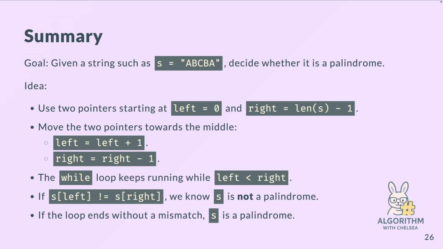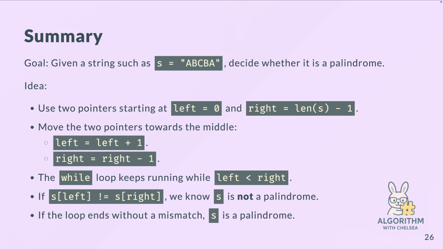Let's summarize. Our goal is to check palindrome. Given a string S, such as ABCBA, decide whether S is a palindrome. The idea is to use 2 pointers. Left starts at 0, and right starts at length of S minus 1. In each iteration, we move the 2 pointers towards the middle.